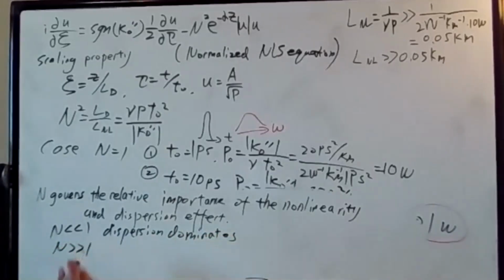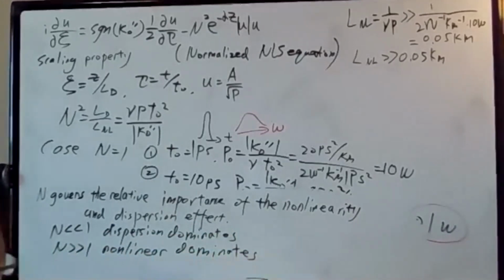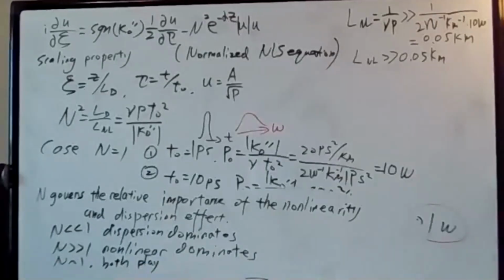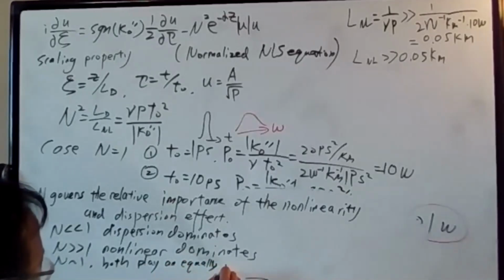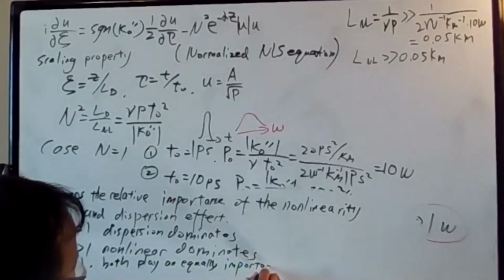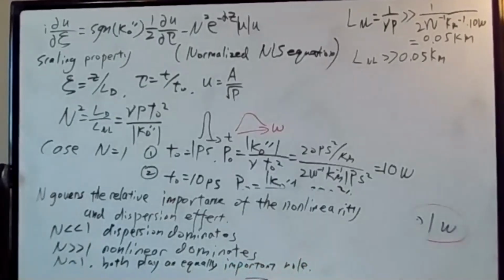So if n is much larger than 1, nonlinear dominates, right? So when n is approximately equal to 1, both play an equally important role, right? So both play an equally important role.